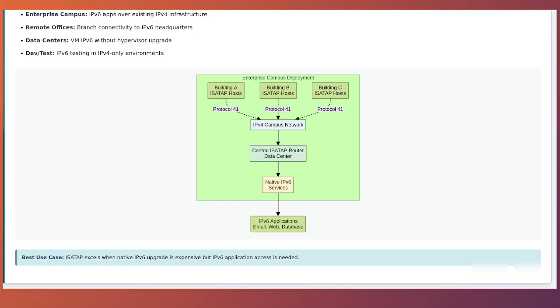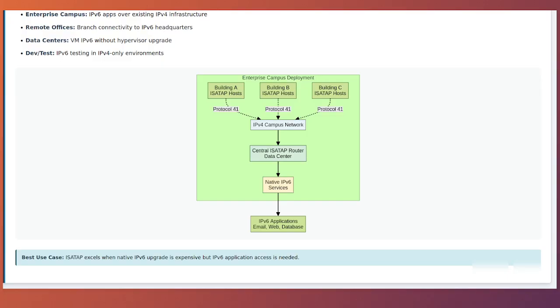Different network environments have different requirements and constraints, and ISATAP fits some scenarios better than others. Let's examine several common deployment patterns where ISATAP provides value. The enterprise campus network is perhaps the most common ISATAP deployment scenario.